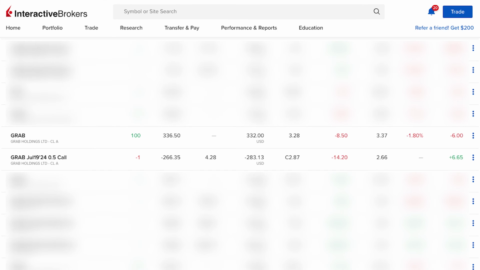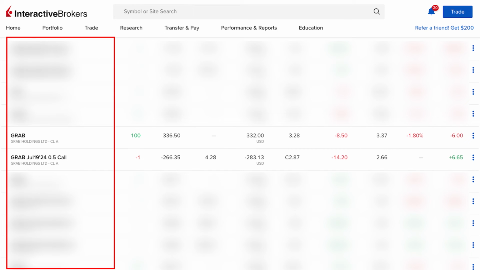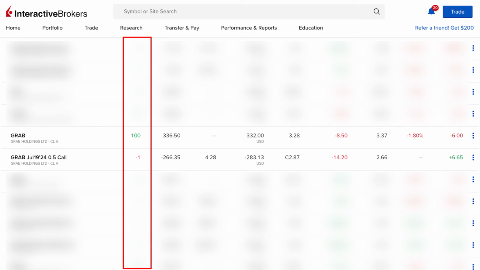So you see here on the left column, the first column, the date has changed. I sold a Grab call at a 0.5 strike price set to expire on the 19th of July 2024. You probably also noticed that the date has changed because I rolled my call option. I'll cover rolling call options in a future video about rolling options. So we move on. The next column, -1, is the quantity because I sold one call, so it's negative.